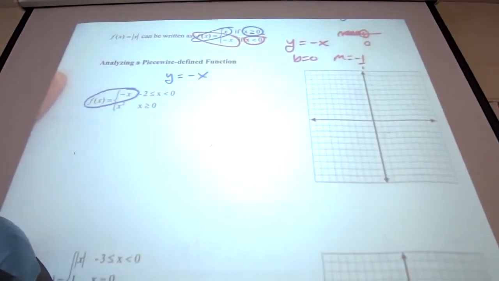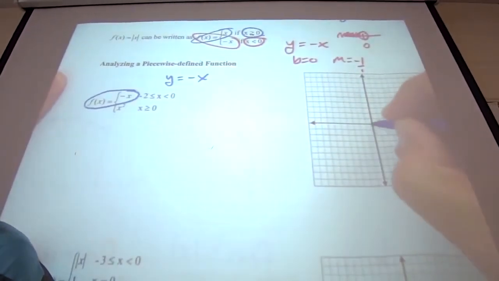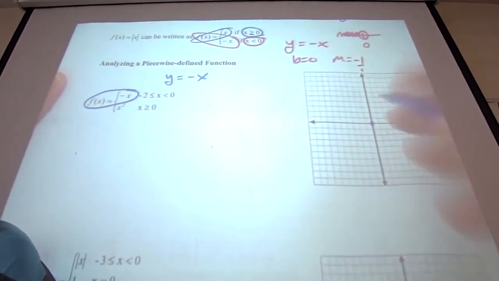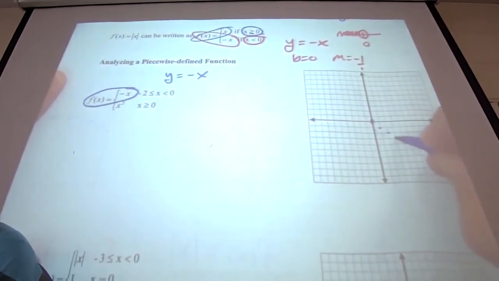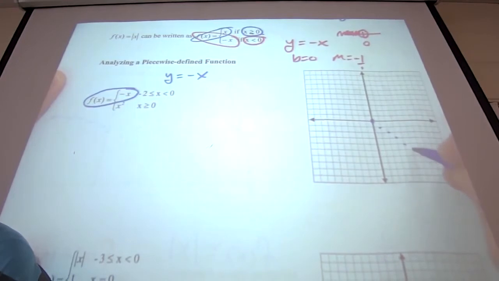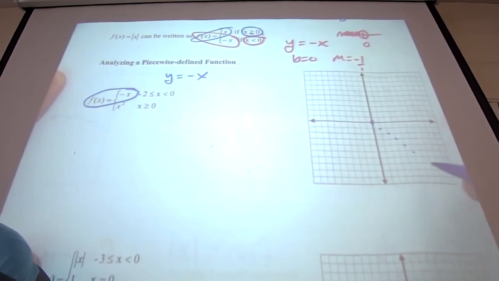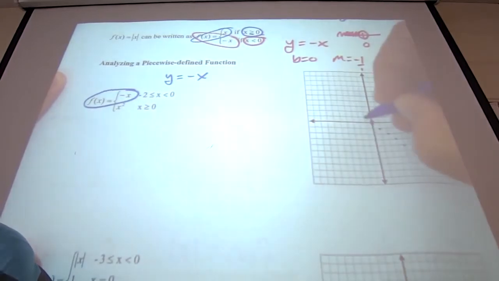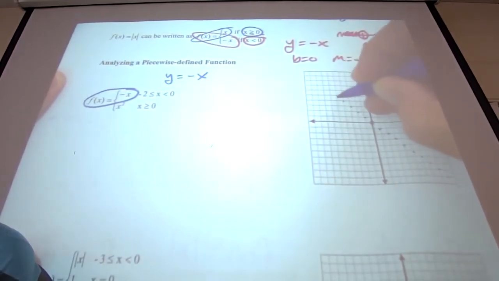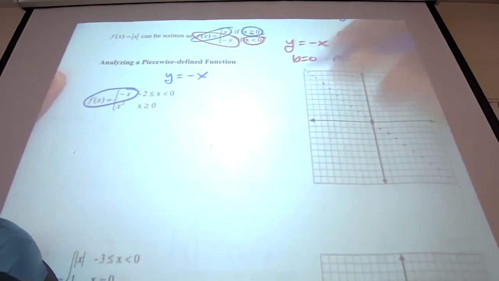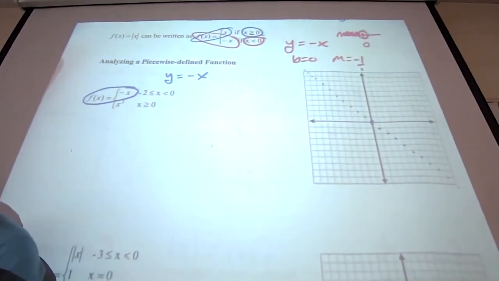All right, my b value, we know, is 0. It's a line. And then my slope is down 1 over 1, down 1 over 1. So I'm going to make a nice, pretty graph here. Following my slope, down 1 over 1, up and to the left. It looks like that.